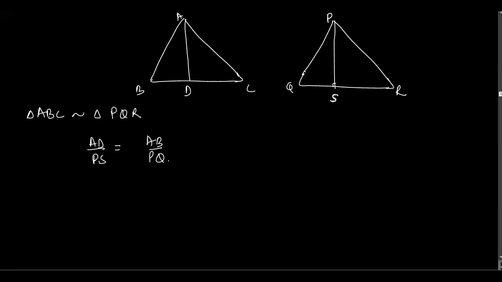Yes, sir, it is correct. That is correct. How can you prove that? Because AD is equal to PS when triangle ABC is similar to PQR. AD is equals to PS. So we know that this is not the proportionate side.